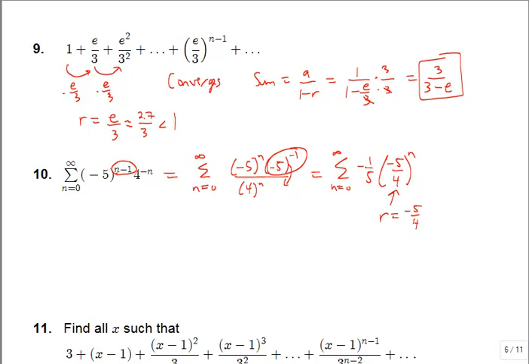Is that bigger than 1? Yes, because 5 is bigger than 4. So that means this is going to diverge.